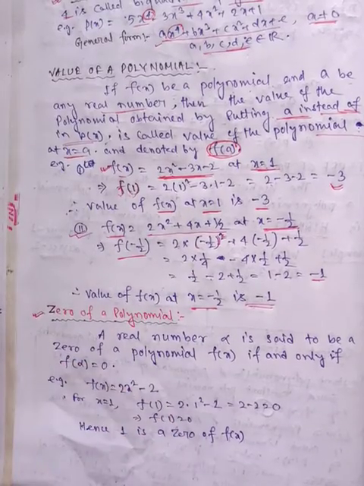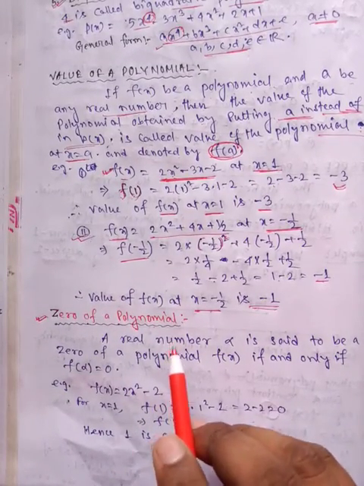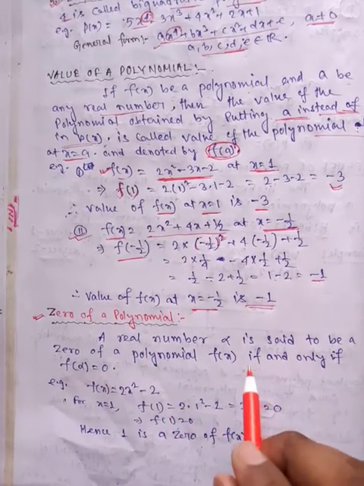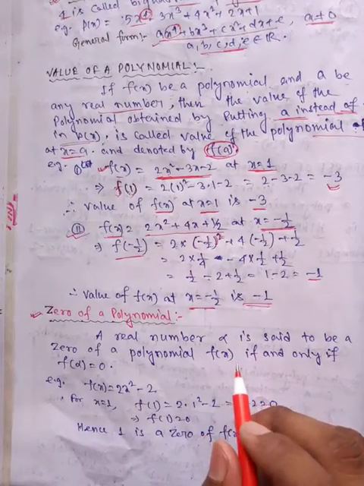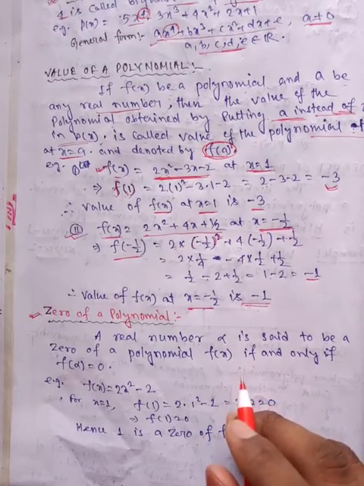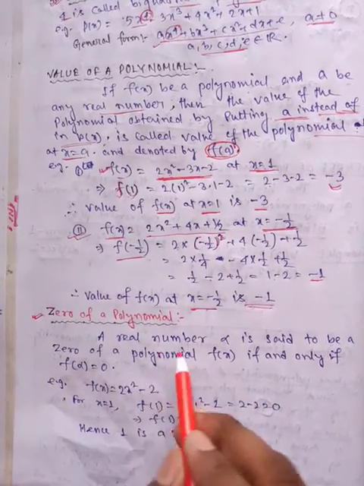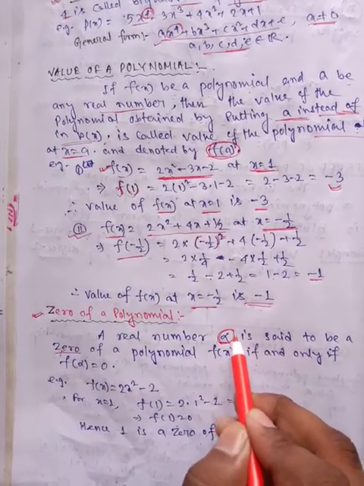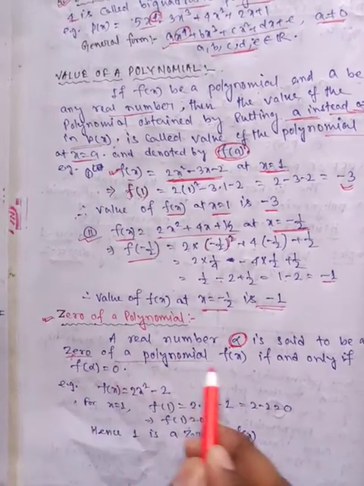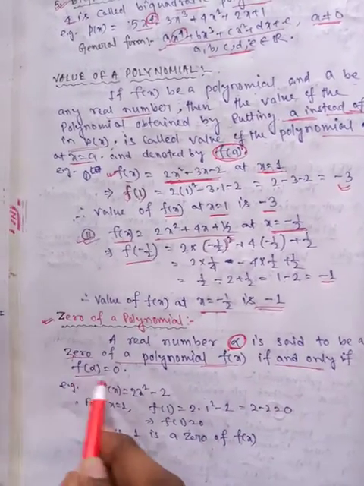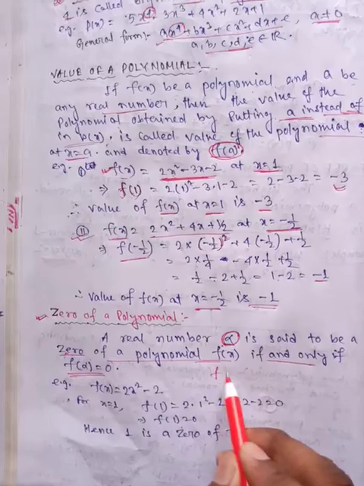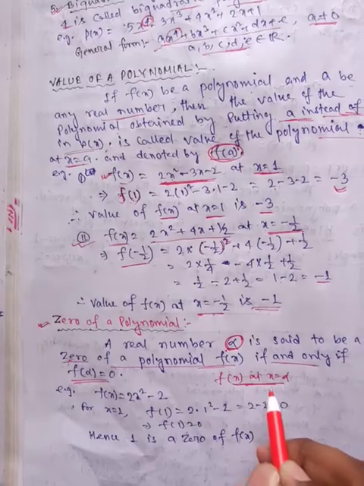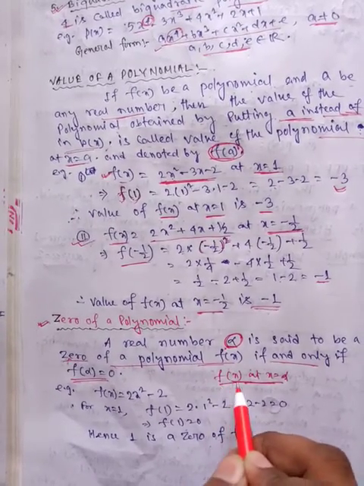Then, zeros of a polynomial. Previously we discussed the value of a polynomial. Now we are going to discuss the zero of a polynomial. The zero of a polynomial is the value of x for which f(x) is 0. A real number alpha is said to be a zero of the polynomial f(x) if and only if f of alpha equals 0. That means if the value of f(x) at the point x equals alpha is 0, then you can say alpha is a zero of this polynomial f(x).